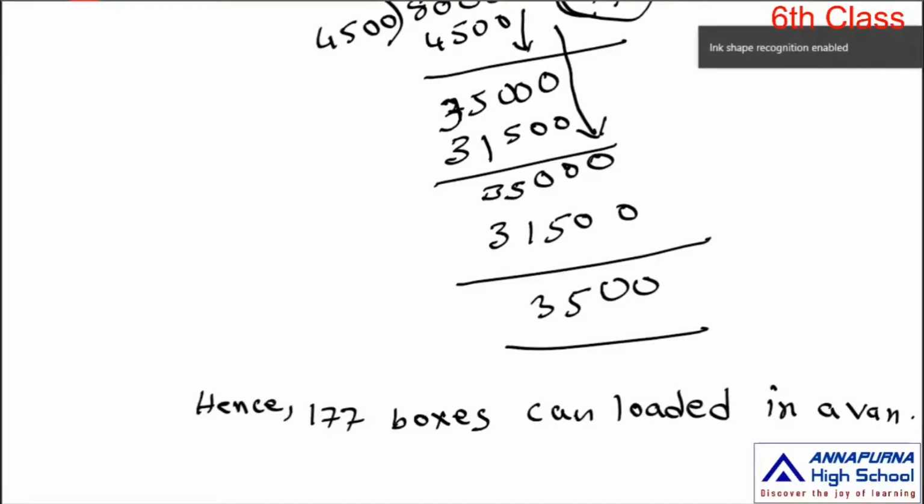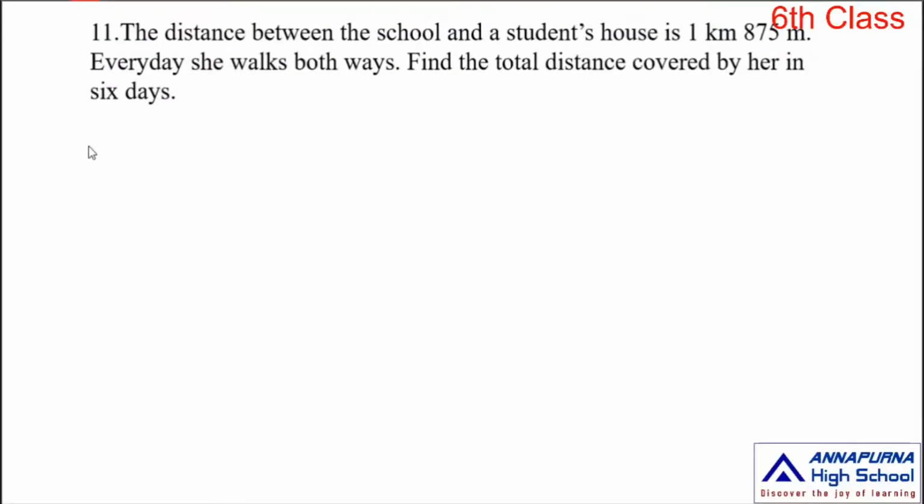Let us solve the next problem, that is the 11th problem. The distance between the school and a student's house is 1 kilometer and 875 meters. Every day she walks both ways. Find the total distance covered by her in 6 days. Once read this question, listen carefully.